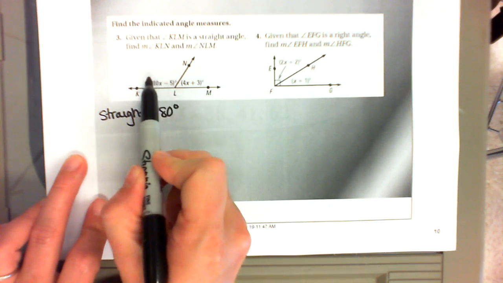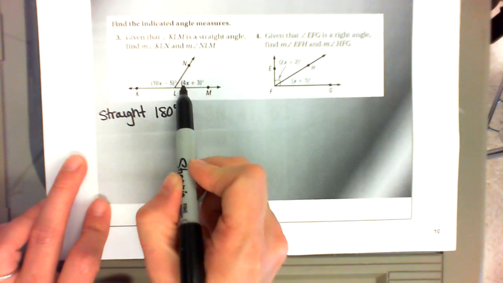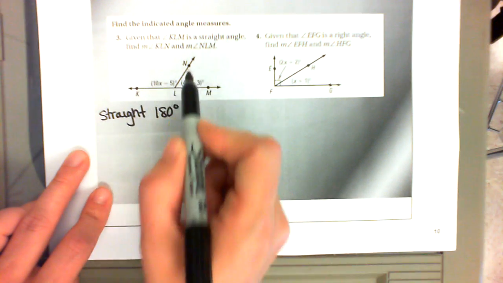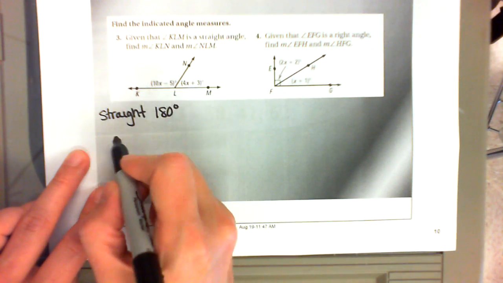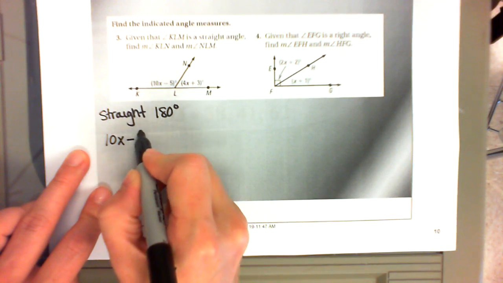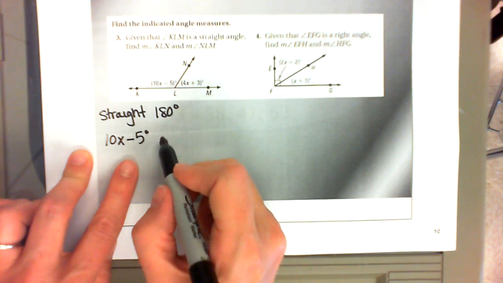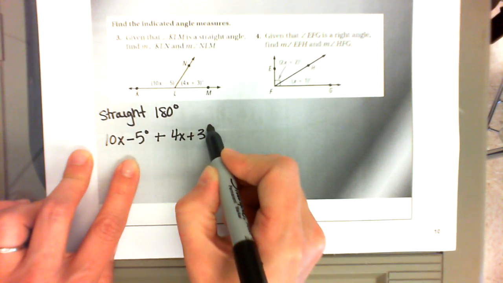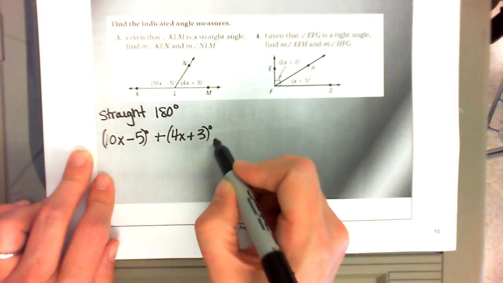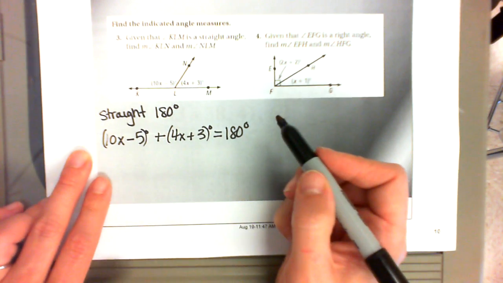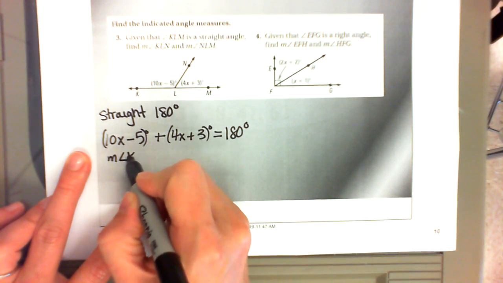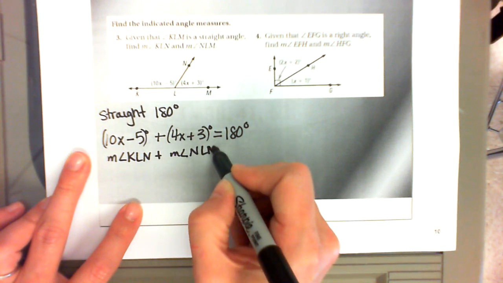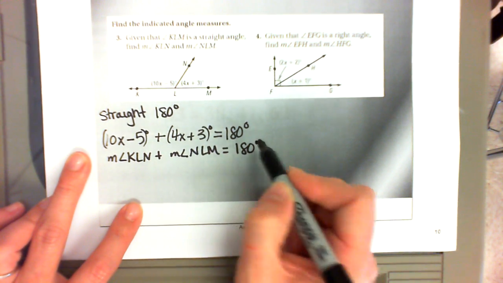It has an expression inside here to represent the degree measure and an expression inside here to represent the degree measure. So I can set up an equation. This obtuse angle is 10x minus 5 degrees. So 10x minus 5 degrees is the left one, and together with this 4x plus 3 degrees is a straight angle, 180 degrees. I could also write it like this. The measure of angle KLN plus the measure of angle NLM equals 180 degrees.